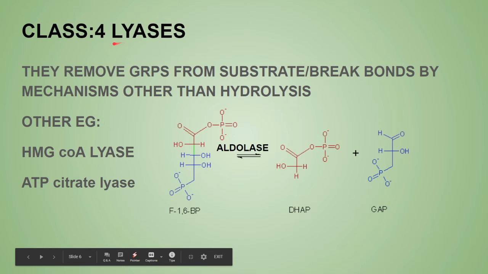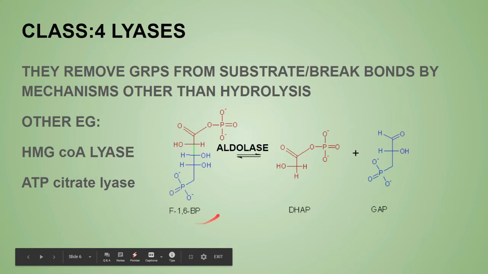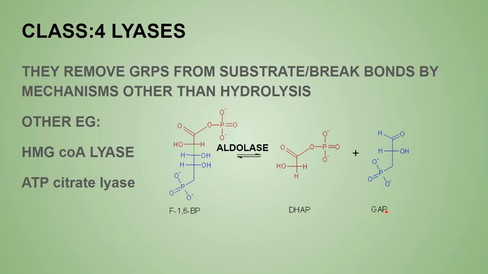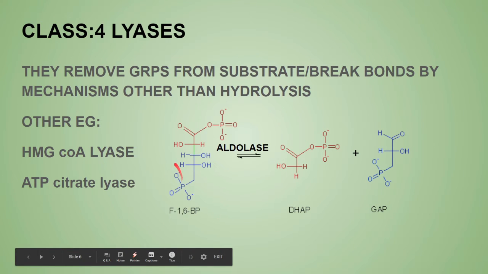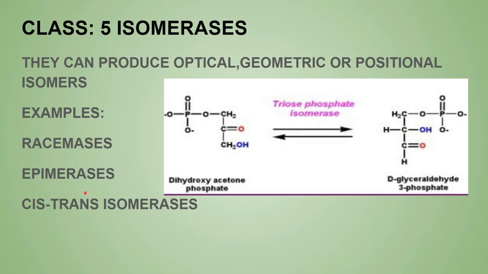Now the lyases, that means they will cleave something, but they remove groups from a substrate or break bonds by a mechanism other than hydrolysis, meaning without adding water they cleave the particular bond. For example, as you can see here, fructose 1,6 bisphosphate, in the presence of aldolase, will be cleaved in the absence of water and will form DHAP, dihydroxyacetone phosphate, and GAP, that means glyceraldehyde 3-phosphate. Other examples are HMG-CoA lyase and ATP citrate lyase.